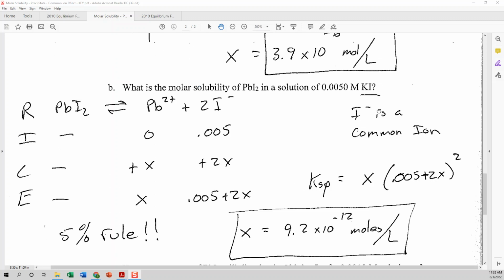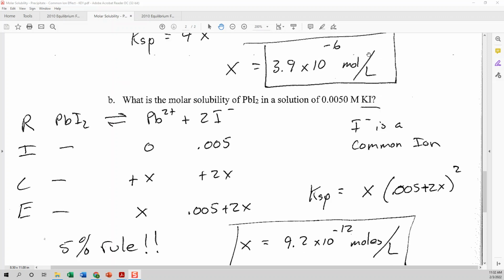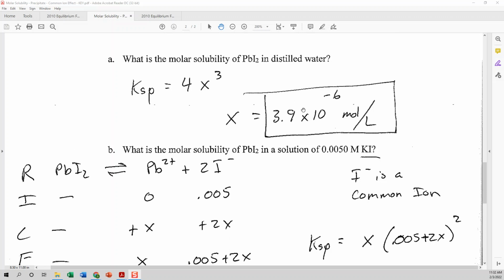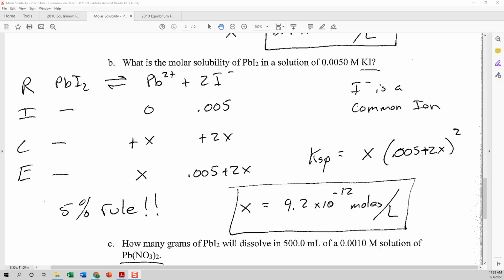Now, we should have expected a smaller number than what we had before. So this was the molar solubility in pure water. And remember, the common ion effect states that a compound becomes less soluble when dissolved in the presence of a common ion. So this was the solubility in pure water. So we know the solubility in the presence of a common ion would be less than this number. And it turns out to be significantly less. But if for some reason you came out with a number bigger than what you got in part A, then obviously you're wrong. But again, that's moles per liter, all right?